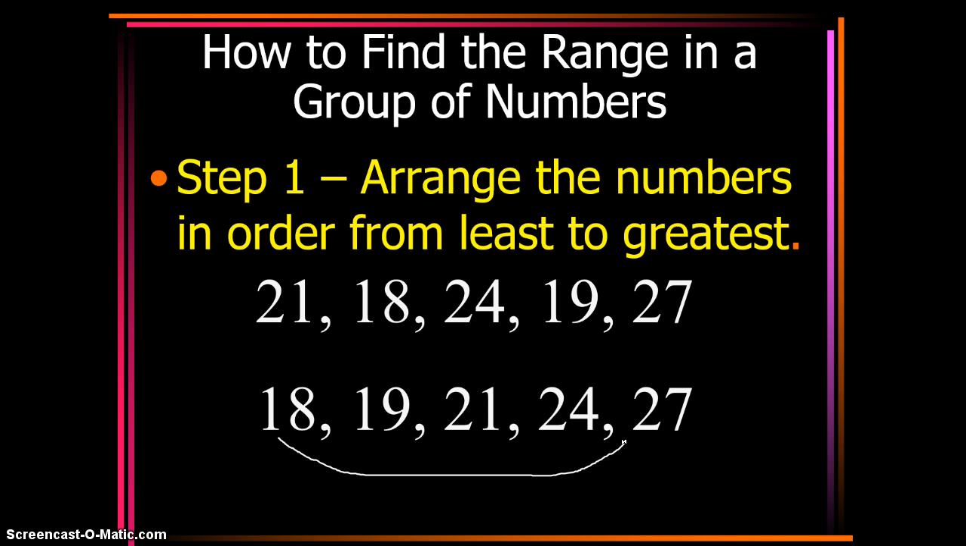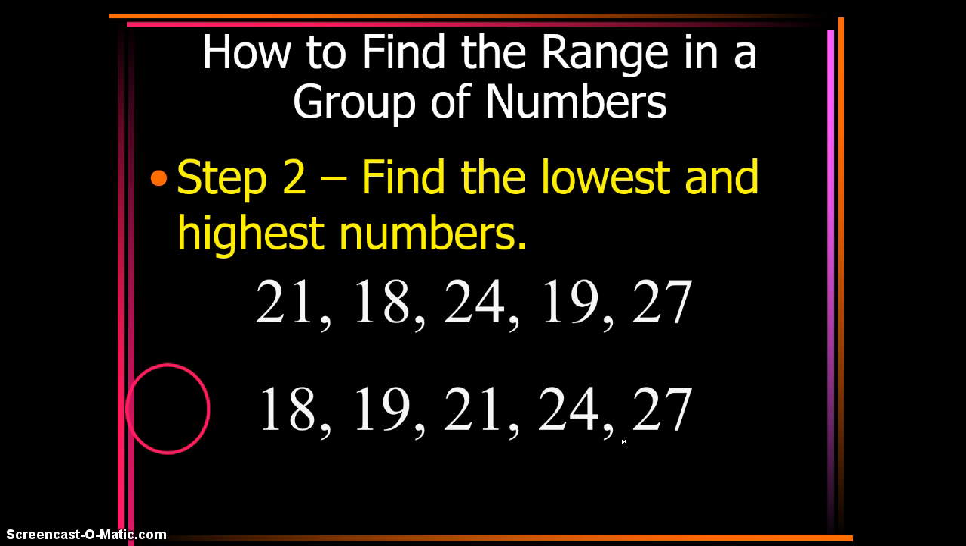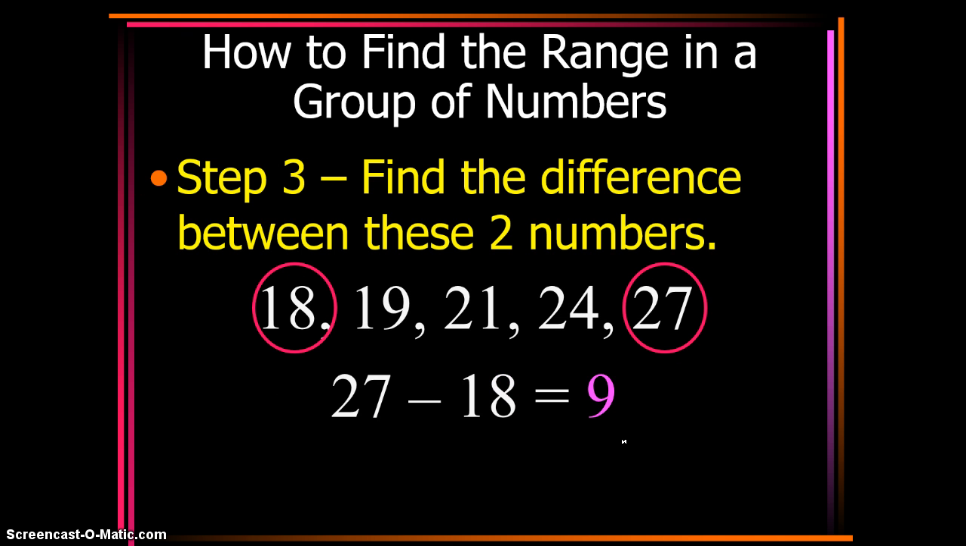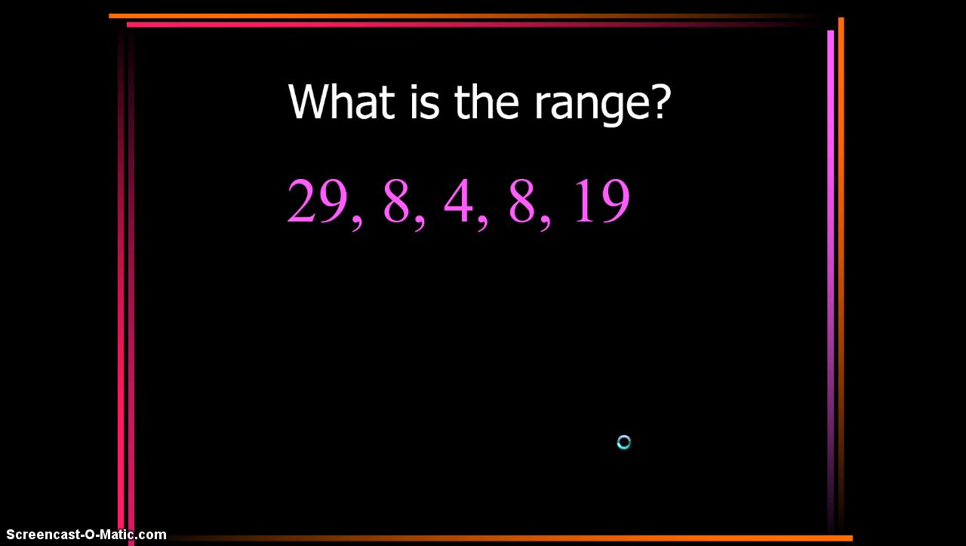So the range between the smallest number and the greatest number, or the difference between them, could be found by taking 27 and subtracting 18 from it. And we would get a range of 9. You have a few more examples. I'm going to have you hit pause and do that.